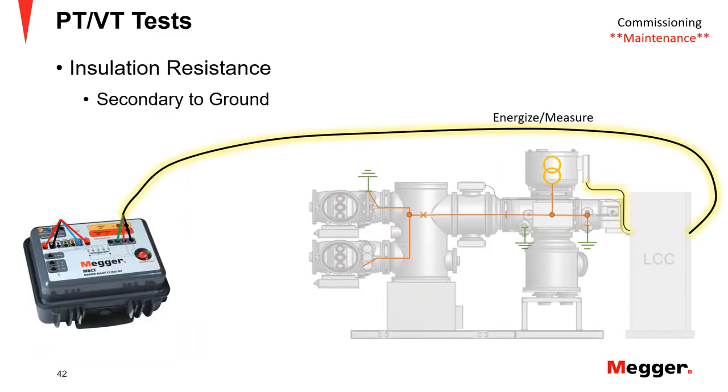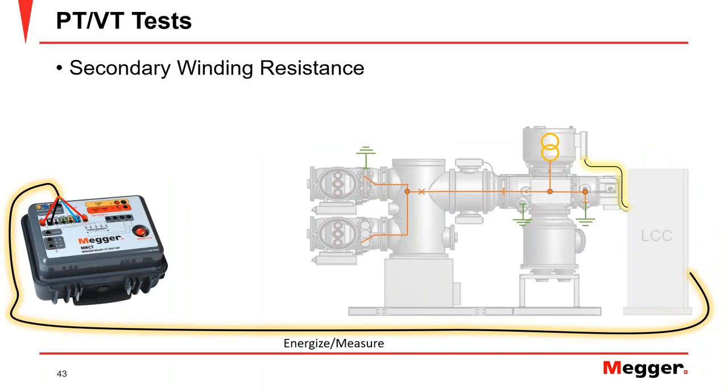So what measurements can I perform? Same thing, secondary to ground insulation resistance. You only connect to the secondary side with, in this case, the primary lead set from the MRCT. You use that lead set to both energize and measure your leakage current in this case.